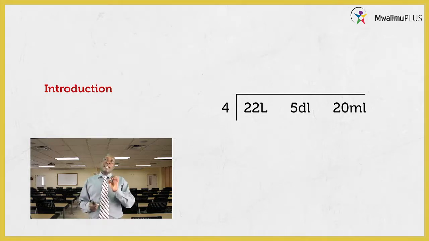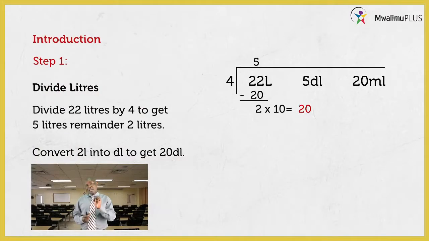So learners, let us see how we do this. For instance, we have 22 liters 5 dl and 20 ml divided by 4. What do we do? Yes, here are the steps that we need to follow. Step number 1: divide liters. Here we are going to divide liters first of all, as I said earlier. We have 22 liters, so we divide 22 liters by 4, because 4 is the number outside the division sign. When we divide 22 by 4, what do we get, learners?